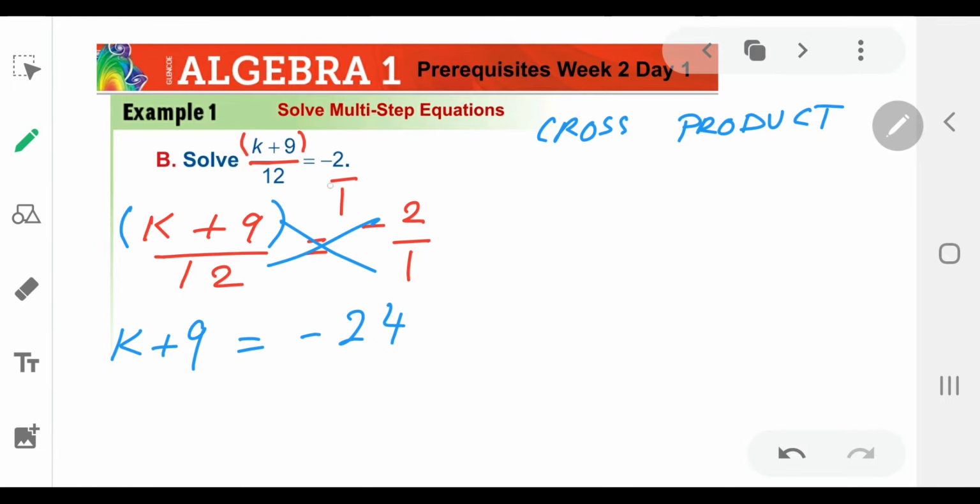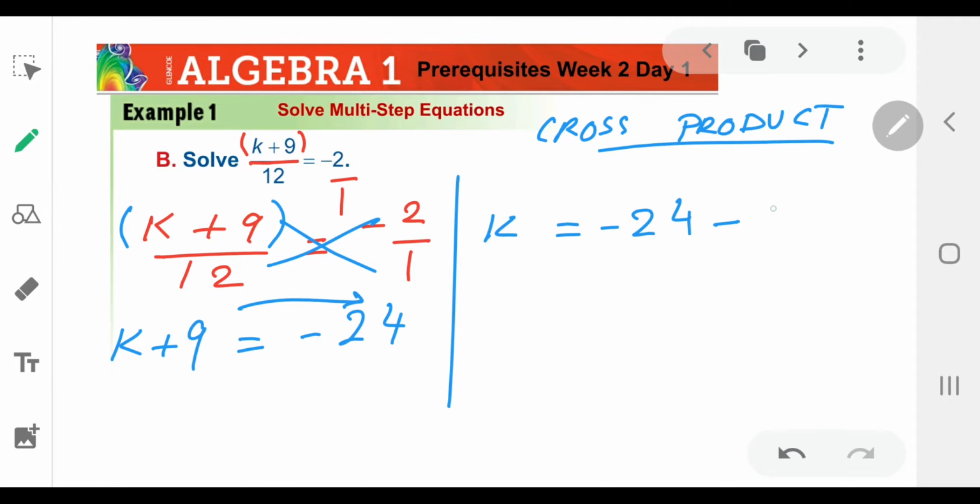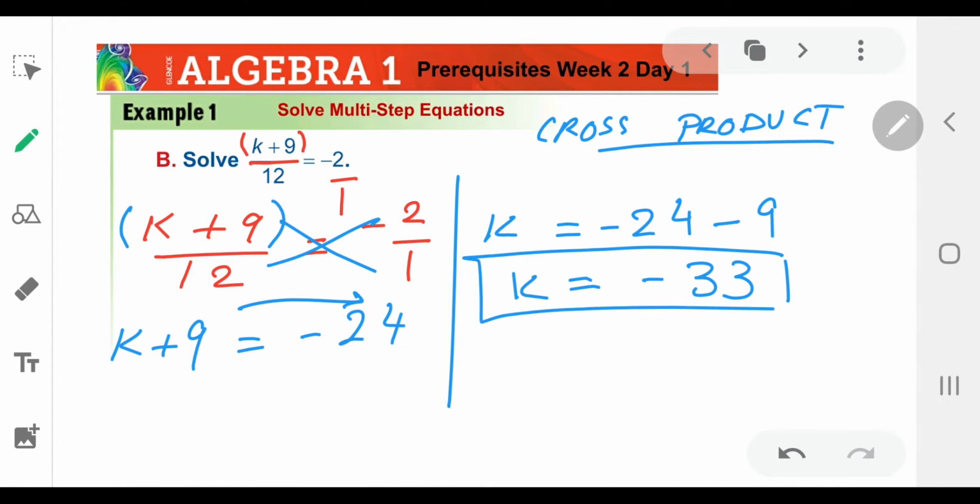After rewriting k plus 9 over 12 equals negative 2 over 1, we made both of them in the form of ratios, in the form of fractions. We used cross multiplication or cross product. We multiplied two opposite numbers together, and we have this simple equation now. How to solve it? We drag the 9 to the other side with the opposite sign. So k will be negative 24 minus 9. Negative 24 minus 9 is negative 33. And here comes the value of k.